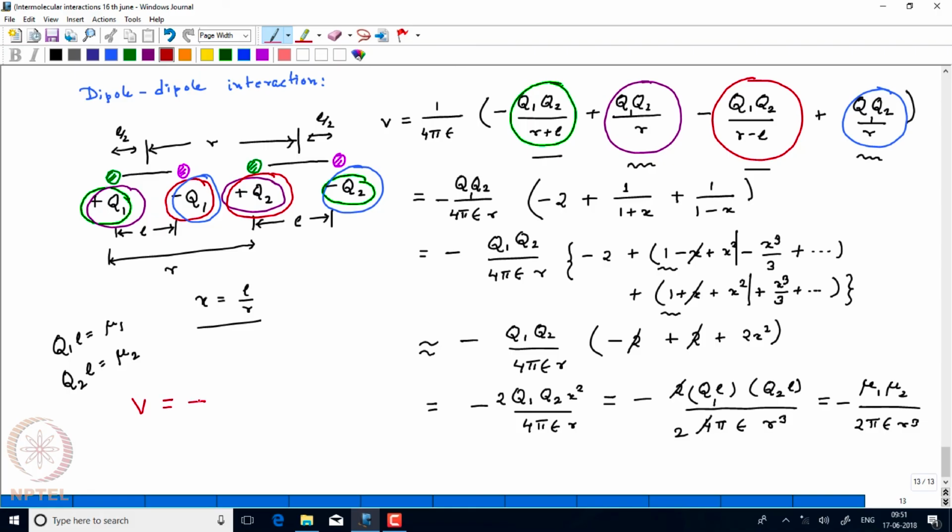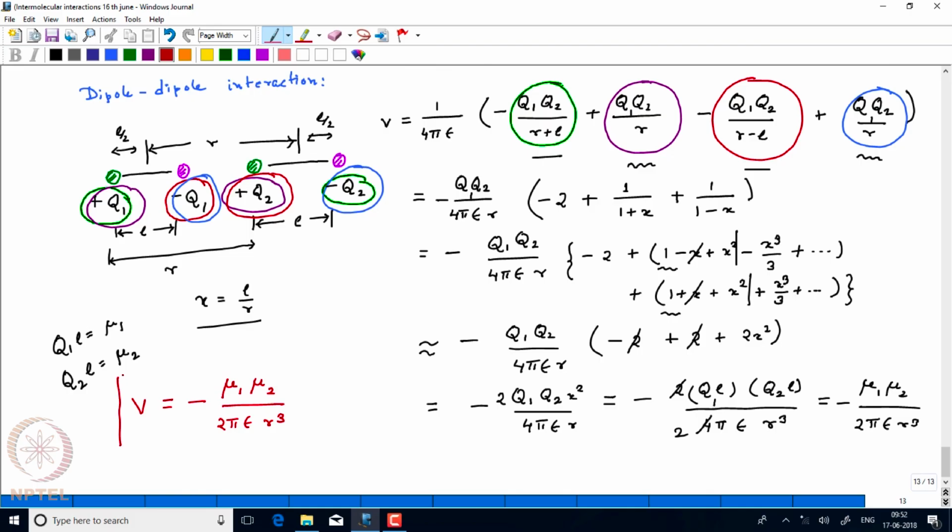It is basically the interaction potential between two dipoles if the dipoles are oriented in a favorable condition, where the positive end of one dipole faces the negative end of the other dipole. This is the most favorable geometry. You can have two dipoles which have a tilt angle, but we are not considering that right now, so we'll keep the discussion simple. So the dipole-dipole interaction will be something like minus mu1 mu2 divided by 2 pi epsilon r cube.